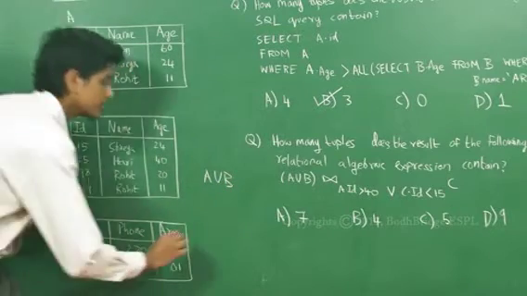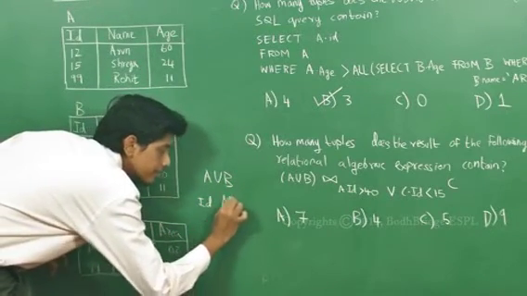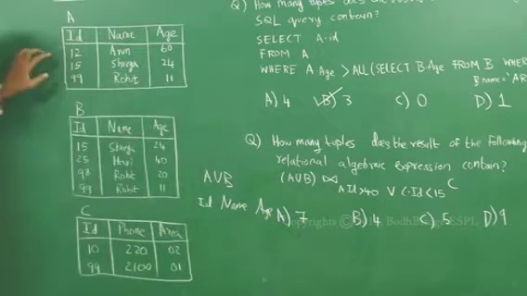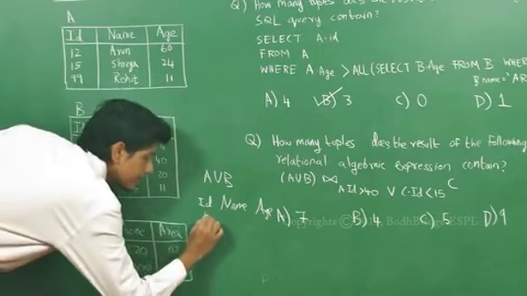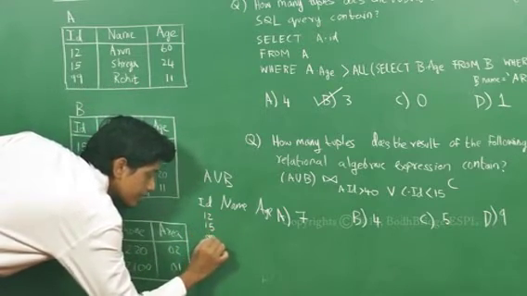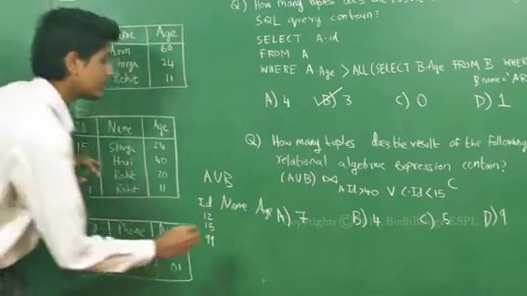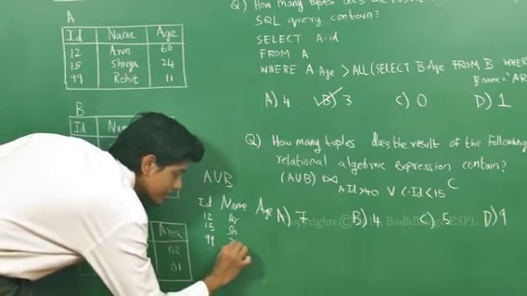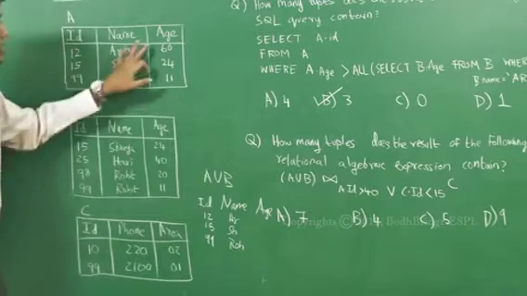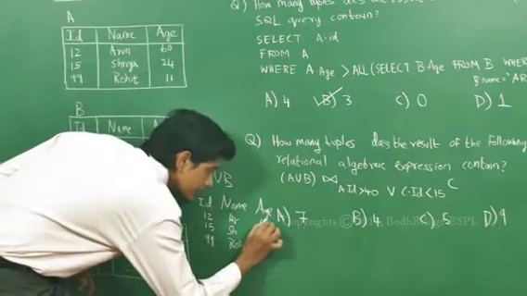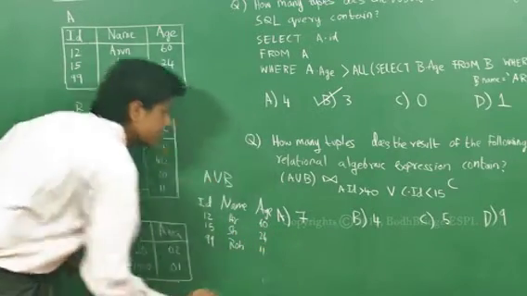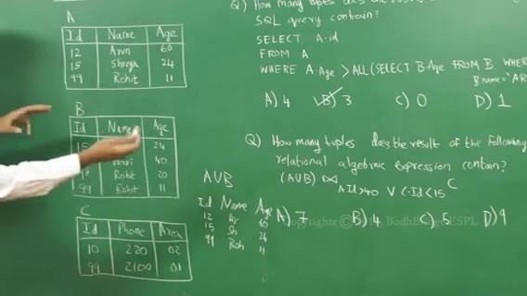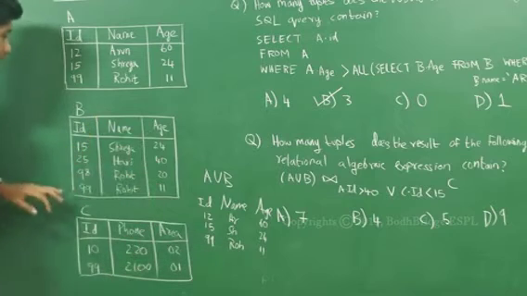ID, name, age. So 12, 15, 99. Arun, Shreya, Rohit. Let's just write it short because we don't require the names in this. Age is 60, 24, 11. Shreya 24 has already been written there. Union will give you the combined table.